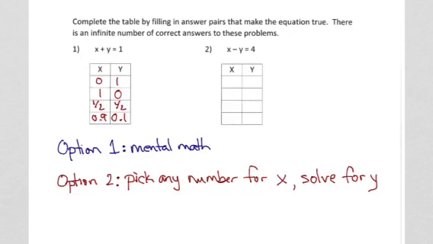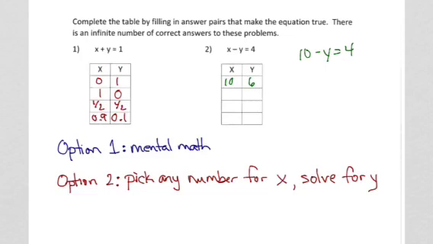All right, but what happens if it's not enough? What if you get a little harder? So let's try the next one. Mental math. x minus what number equals 4? Let's just say we don't know any. We can't think of any numbers that minus to make 4. So we're going to try option 2. We're going to pick any number for x. So let's just make x a 10. 10 minus what makes 4? If x is a 10, 10 minus 6 makes 4.